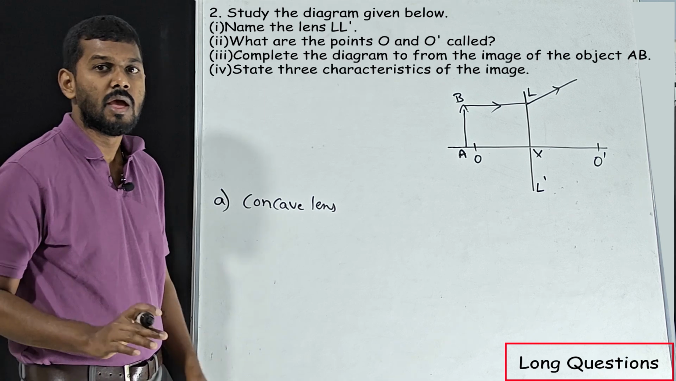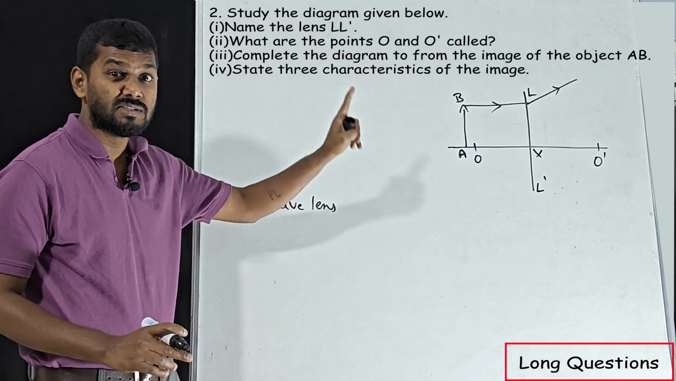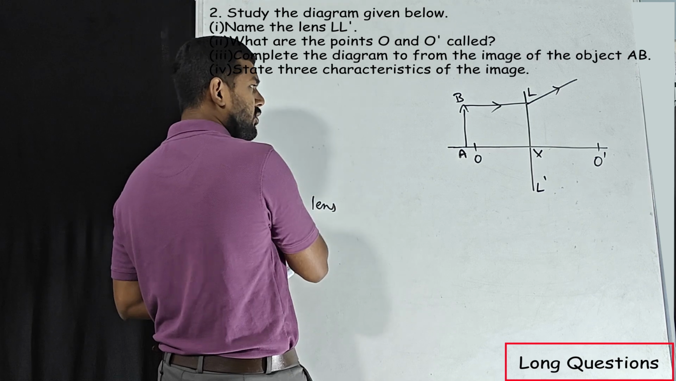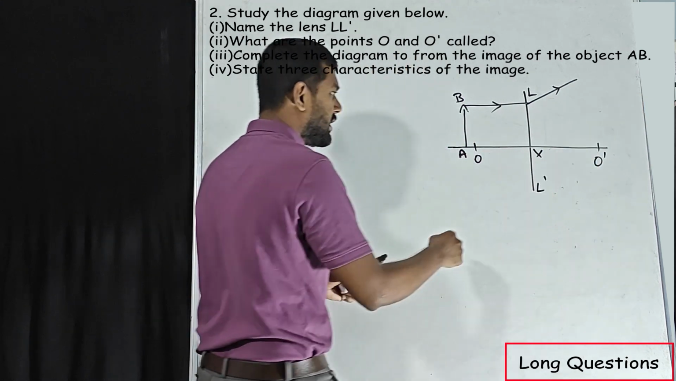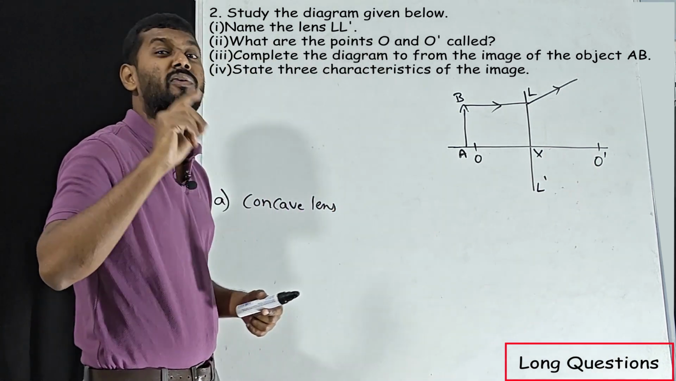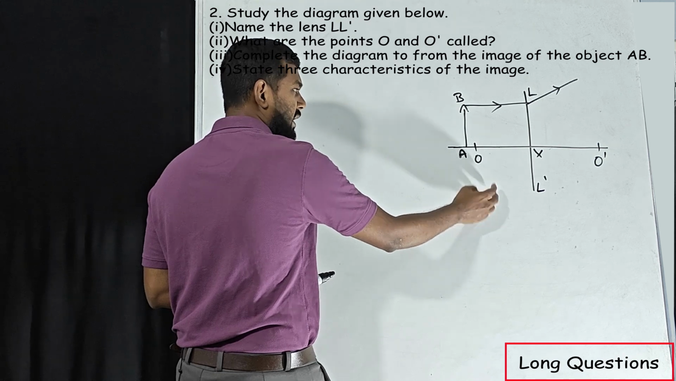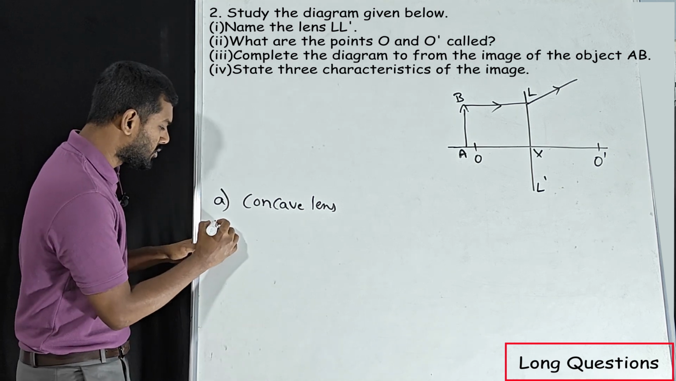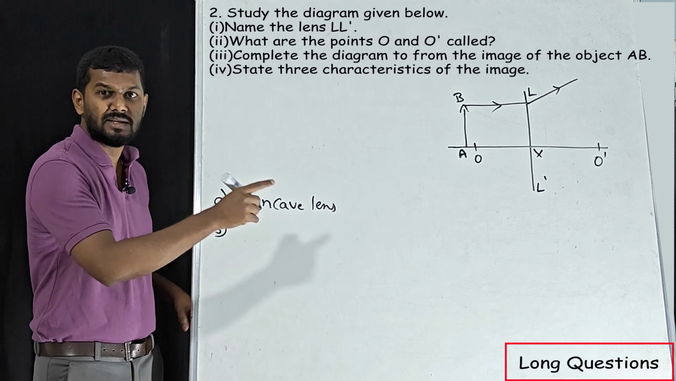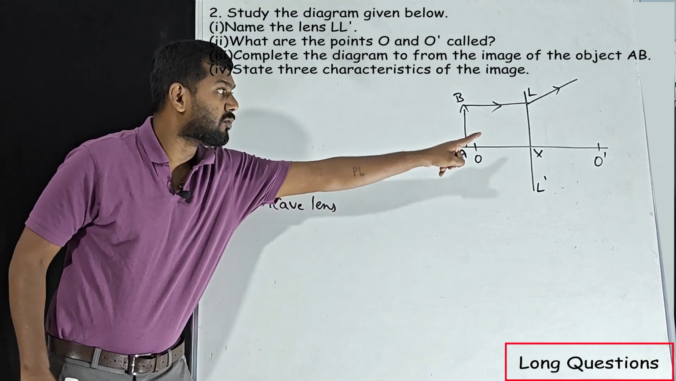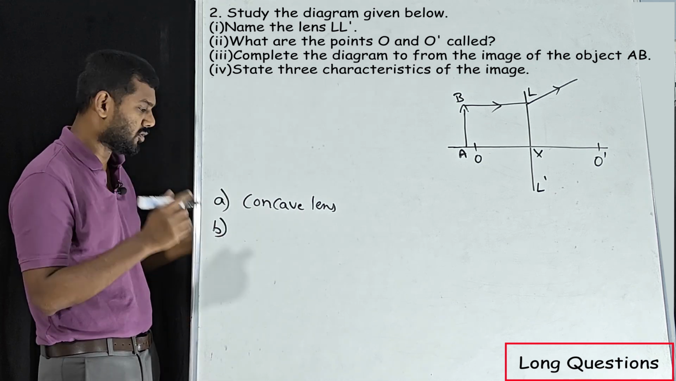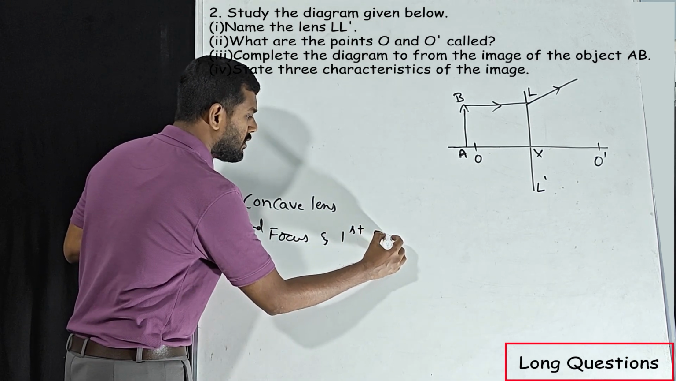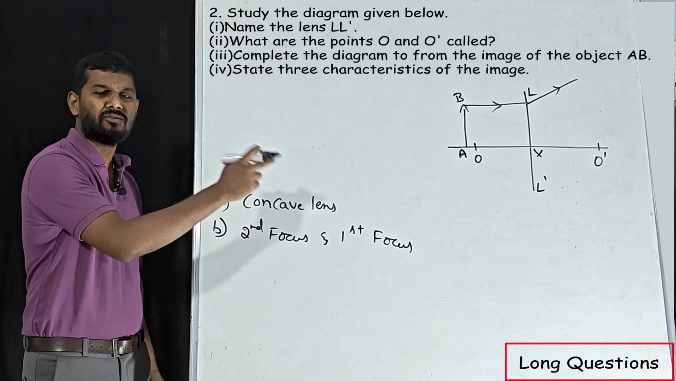Next, what are the points O and O dash called? Here you have to be very careful. When it comes to a convex lens, on the left side we have F1, 2F1, 3F1, and it keeps going. On the right side, F2, 2F2. So this is F1 and this is F2 for a convex lens. But when it comes to a concave lens, this side it is F2 and the right side it is F1, exactly opposite. So in this case O is the second focus and O dash is the first focus. This difference you should know. You can also write second focal point and first focal point, anything is fine.